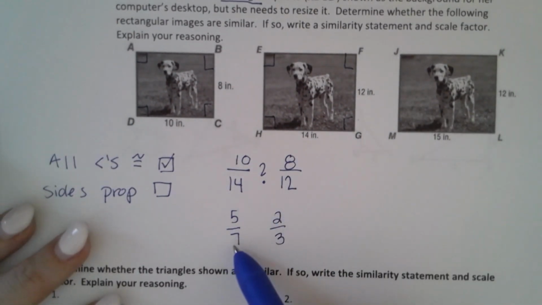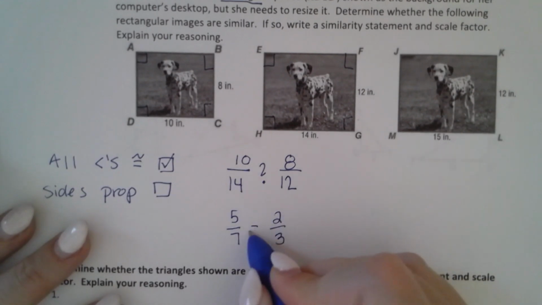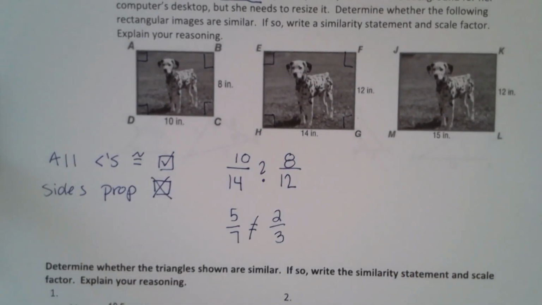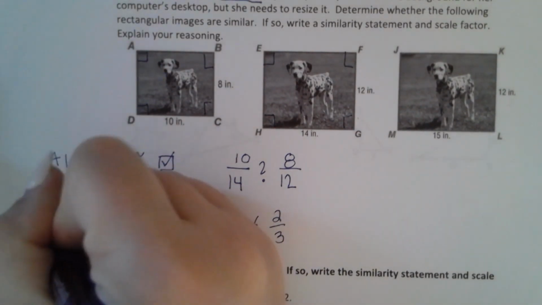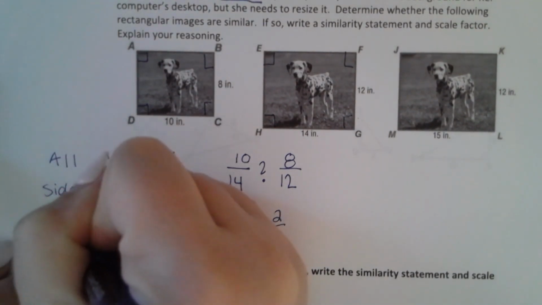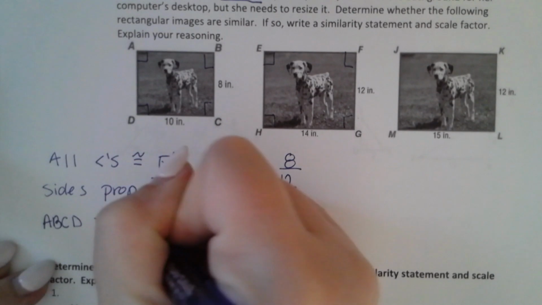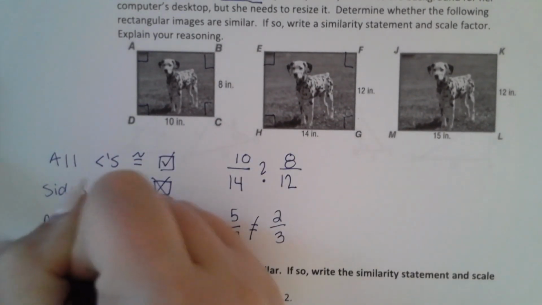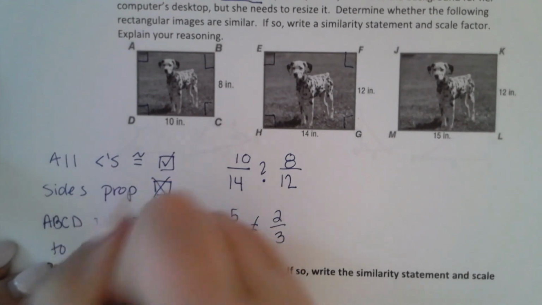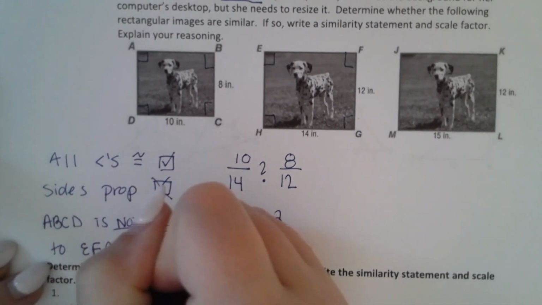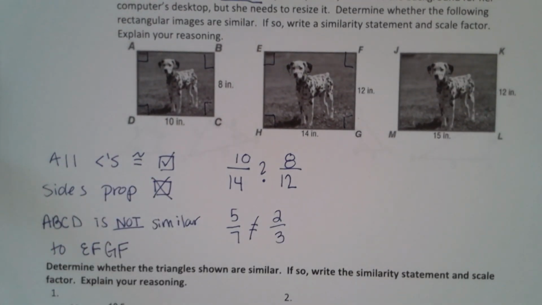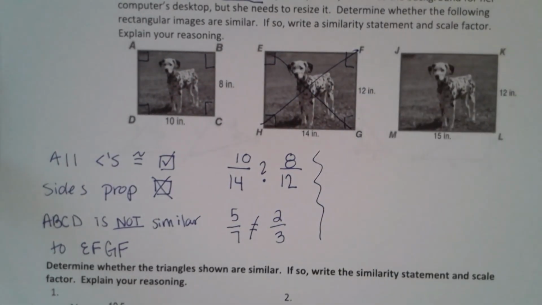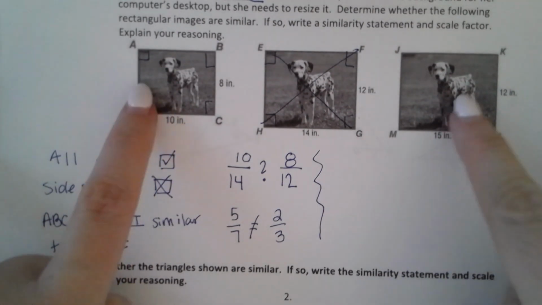So is 5 over 7 the same as 2 over 3? Well, those are not the same. Those are not equal. So the sides are not proportional. So ABCD is not similar to EFGH. Okay, so this one was the bad one. That one didn't work. Now let's see if these two are similar.